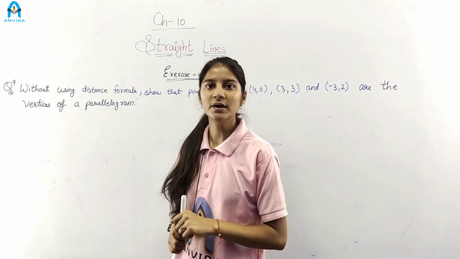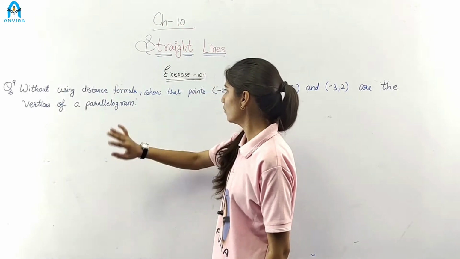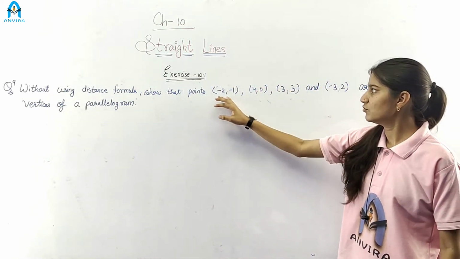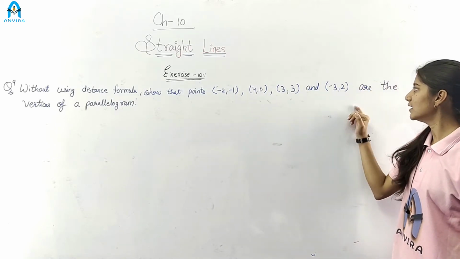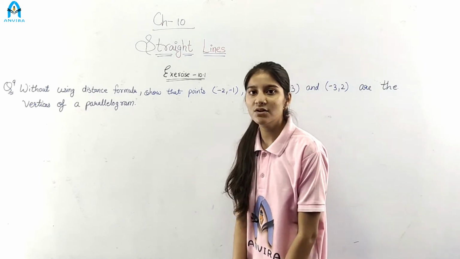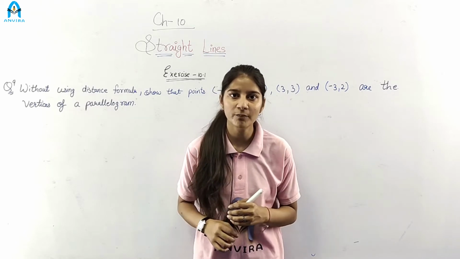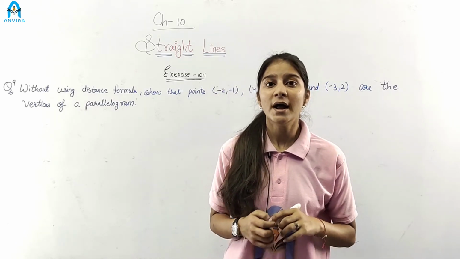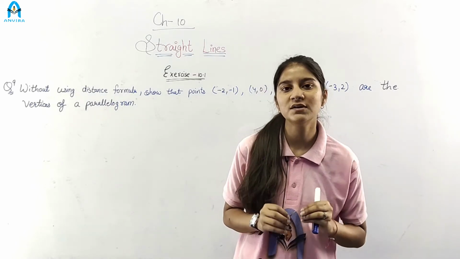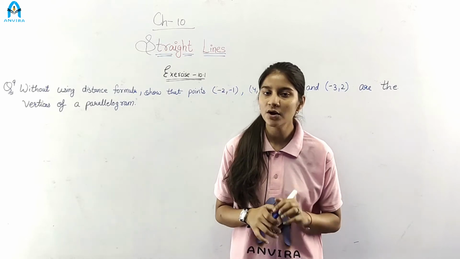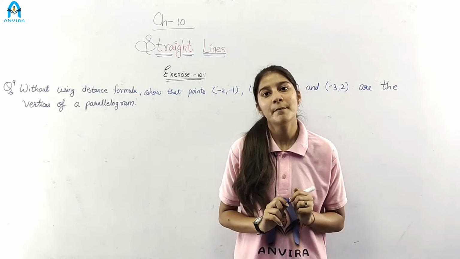Now question number 9. Question number 9 states: without using the distance formula, show that the points (-2, -1), (4, 0), (3, 3) and (-3, 2) are the vertices of a parallelogram. So how can we prove that these are vertices of a parallelogram without the distance formula? We know that in a parallelogram the two opposite sides are parallel to each other. So first we prove that the opposite sides are parallel to each other.